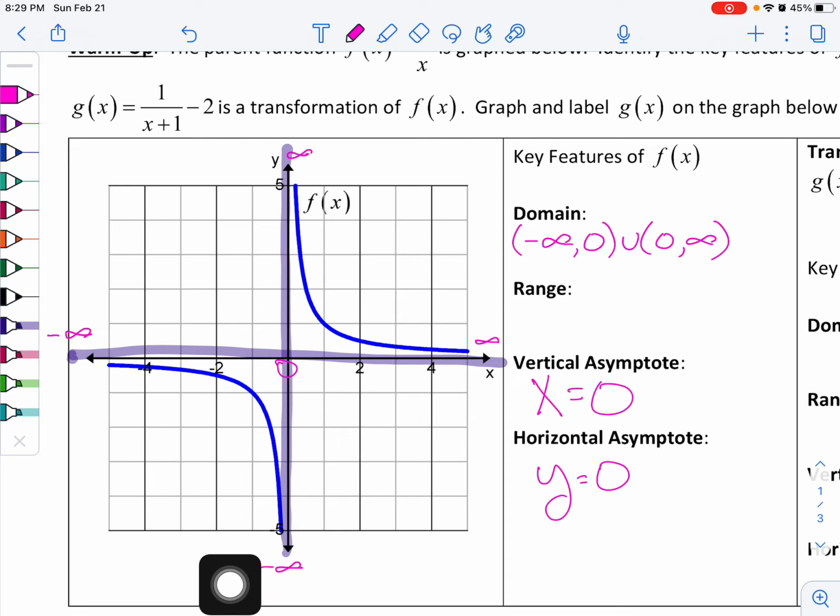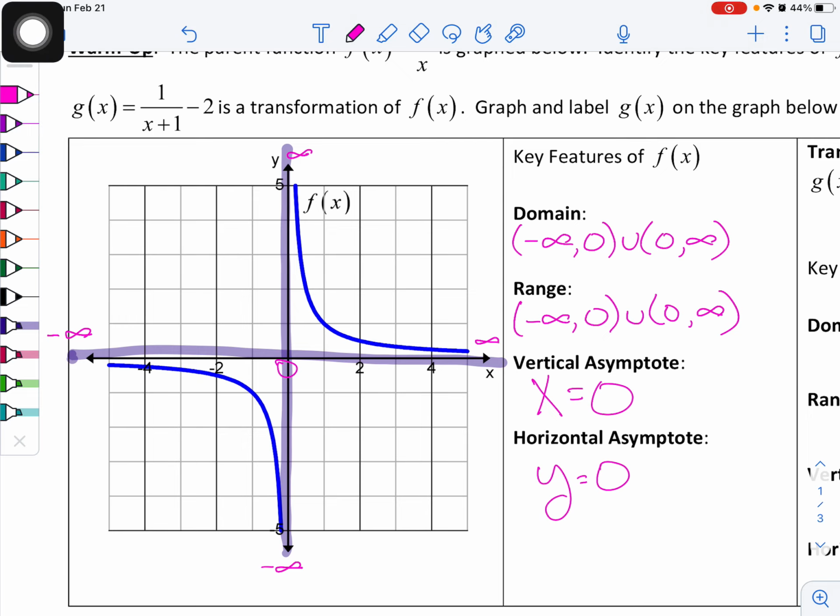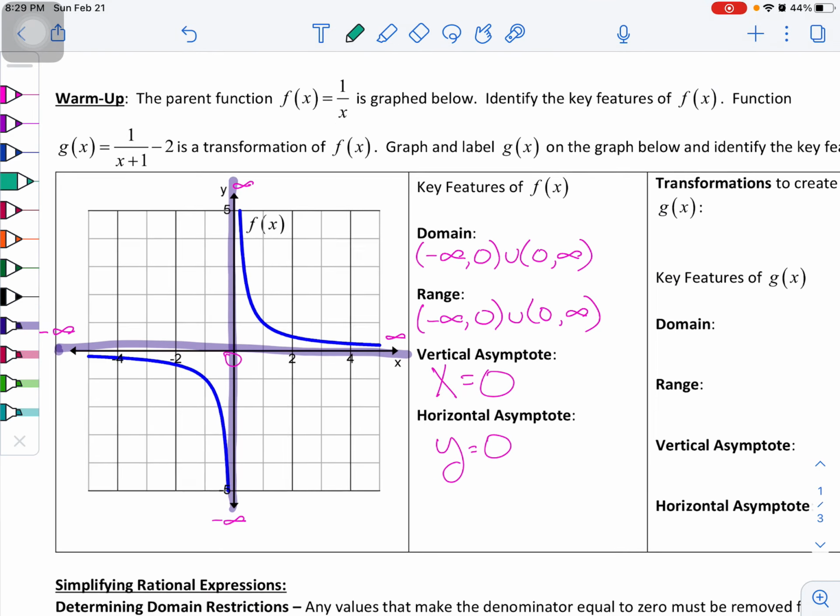Now, range, I can read the same way. It's from bottom to top. So bottom, I've got negative infinity. It's good, good, good, all the way up to 0. So we've got to bounce over this horizontal asymptote and then continue to infinity. So the range is going to be negative infinity to 0 and then 0 to infinity. So those are the key features for f of x.